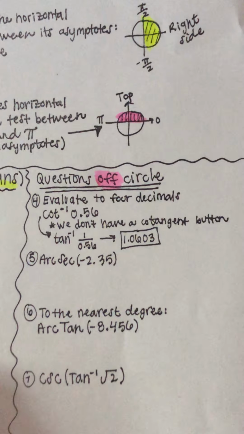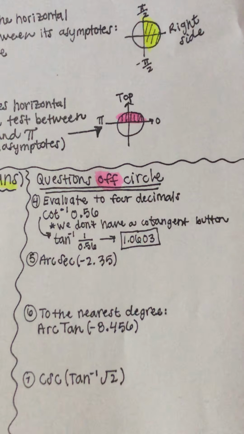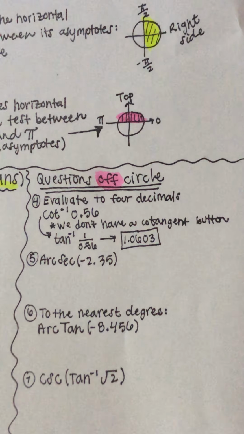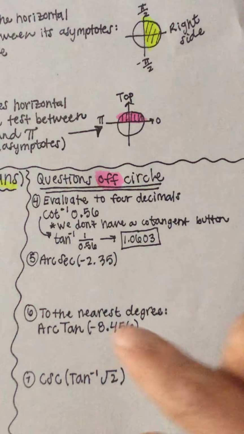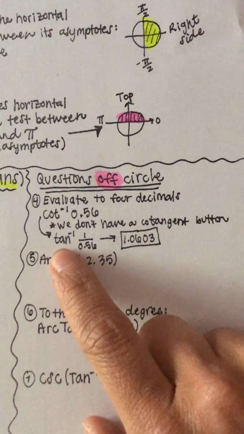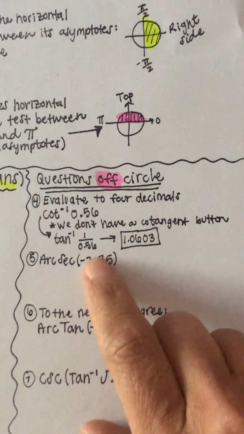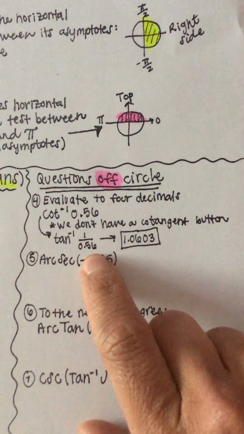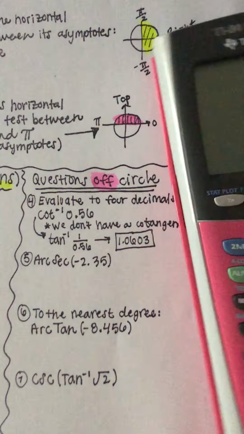Here's the problem. We don't have a cotangent button on any calculator that anyone could possibly have. You will not have a cotangent button. So what we have to do is we have to rewrite it as tangent inverse, and then we have to put a 1 over that number, so 1 over 0.56. And when we type that in, we should get 1.0603.